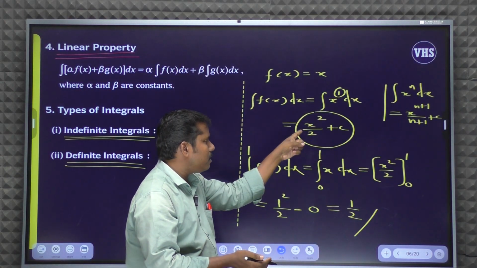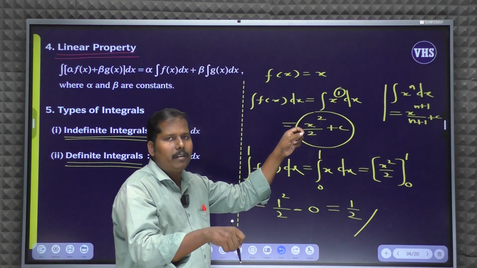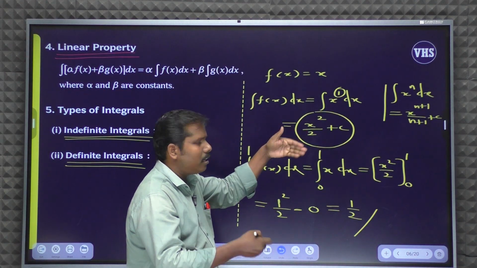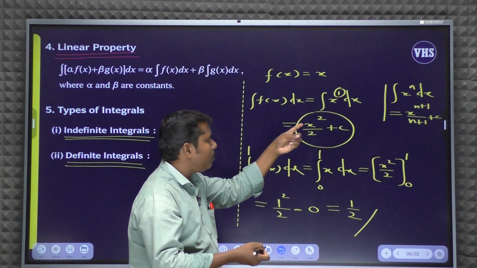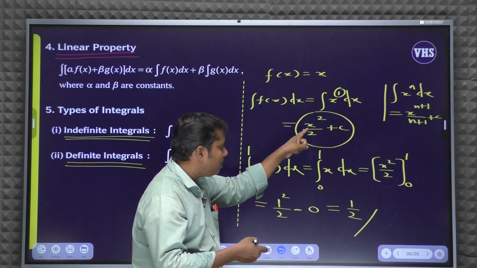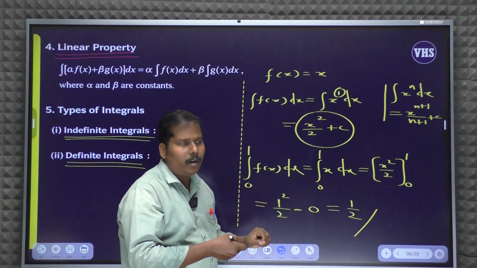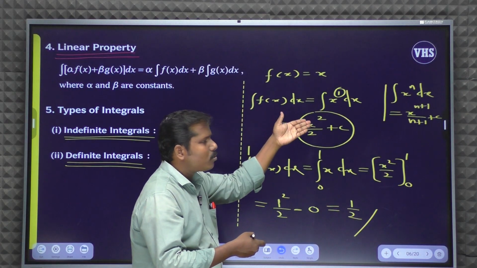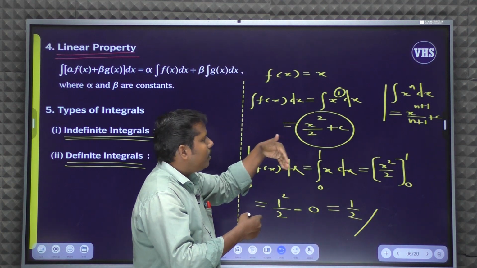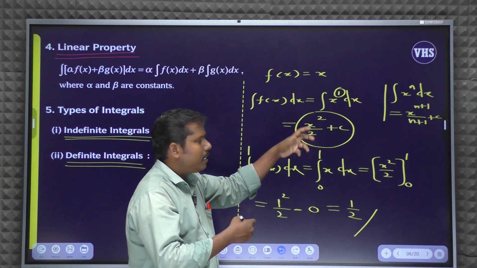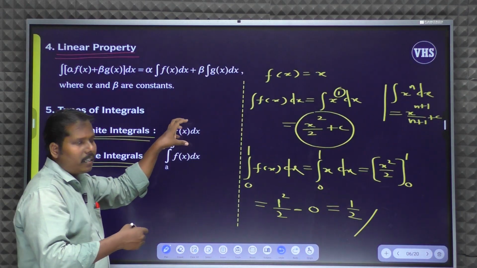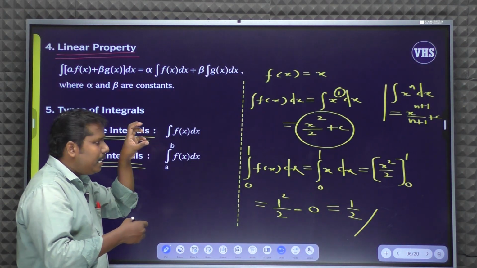You see that in the answer x is involved, where x is the variable. As x varies, the answer of this function will also be changing. If you give x equal to 1 here, the answer will become 1 by 2. If you give x equal to 2 here, 4 by 2, 2 plus c will come up. If you give 3 here, 3 square 9, 9 by 2 will come up. So here it is changeable. It is not fixed. It is not a constant. That is why this is said to be an indefinite integral. The second one is said to be a definite integral.